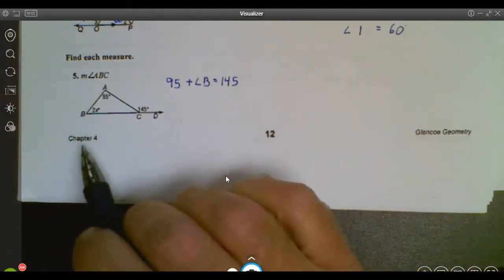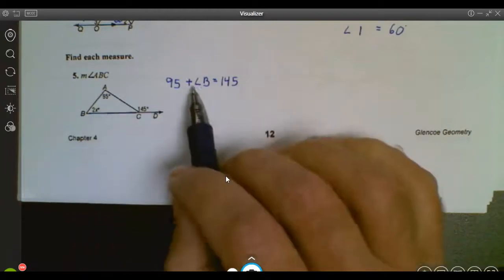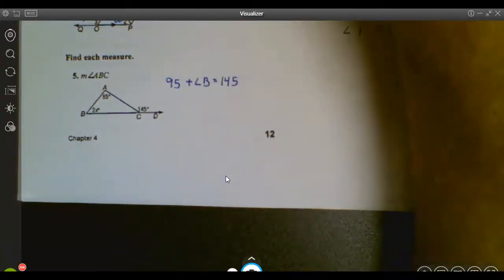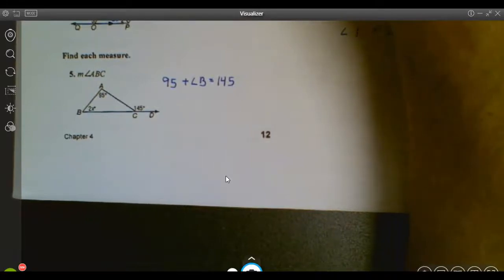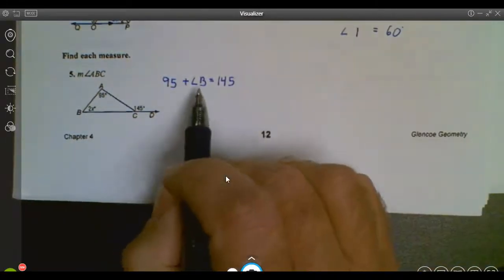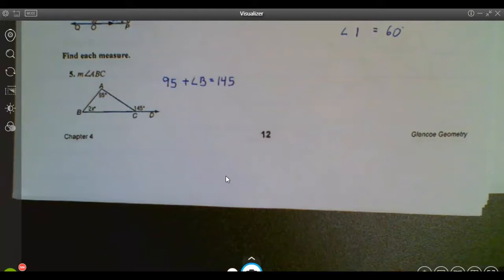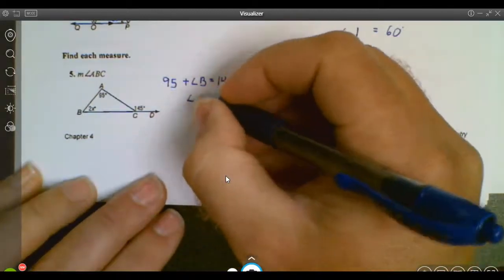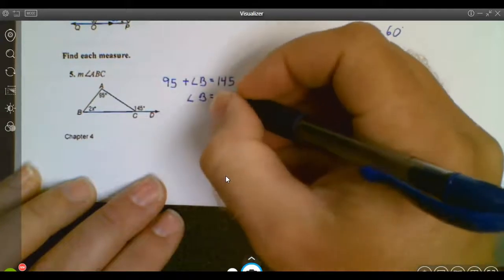What I want you to notice on this is, why did I not put 2x right there? Why did I just put angle B instead of 2x? Well, you have to look at what is being asked of you, right? This problem did not ask you to solve for x. If it did, I would have put 2x right there, and I would have solved the equation for x. But that's not what this one asked for. This one asked for, what's the measure of angle B? Right? So all I have to do on this one is subtract my 95 to figure out that angle B is 50 degrees.